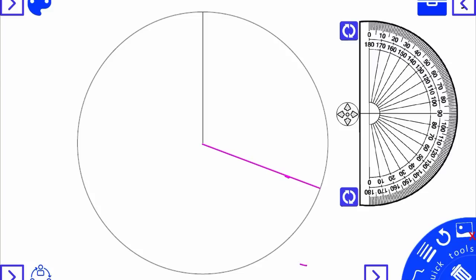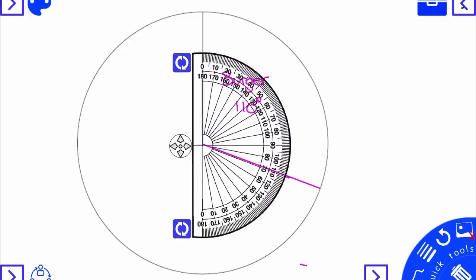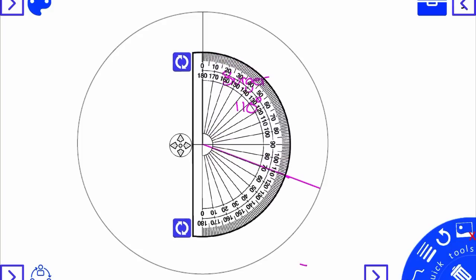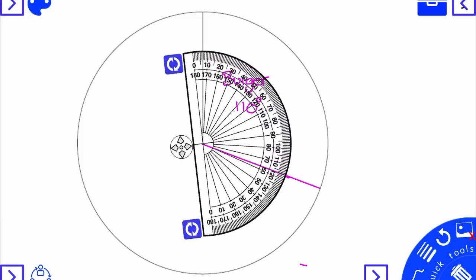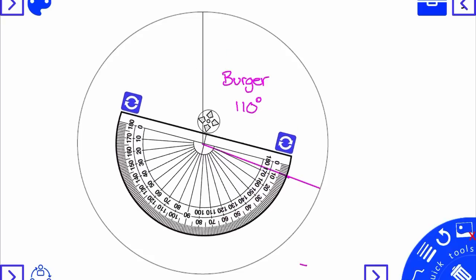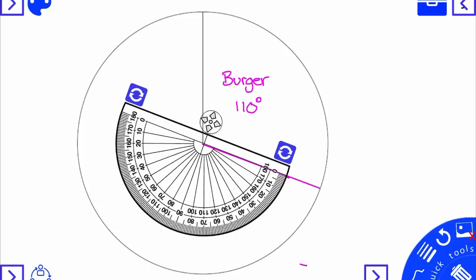Once you've done that, you want to label it. So the first one that we had was burger, and that was 110 degrees. Now the next part is where you need to be really careful. So we're going to put that back onto the centre, but we're going to rotate our protractor so that 0 is now pointing down our new line. And again, we want to get that as accurate as possible.